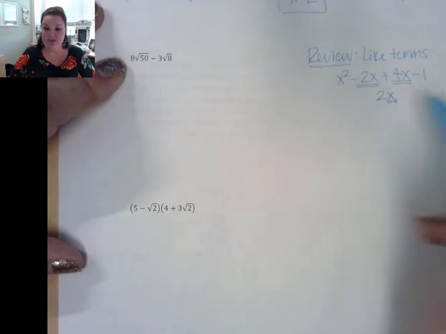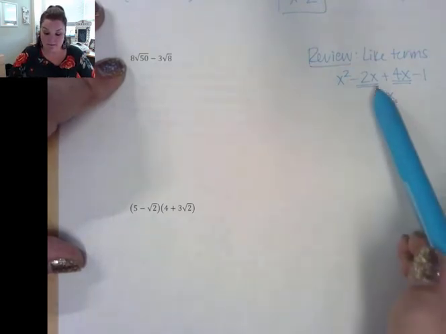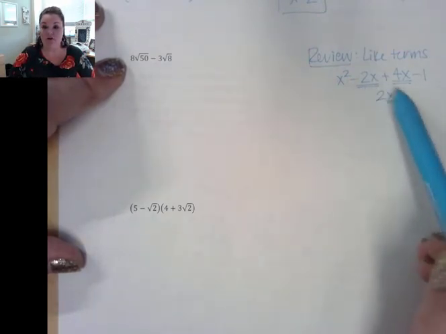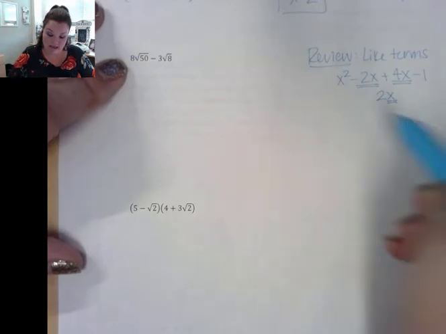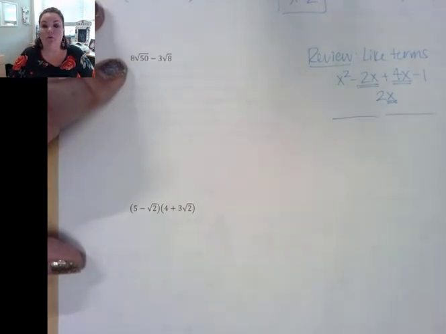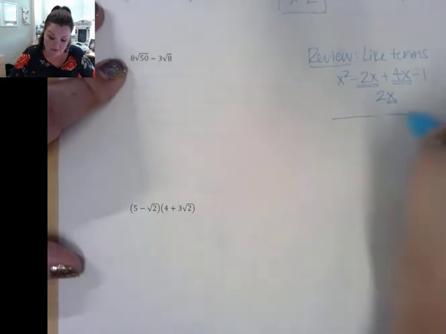Notice the label doesn't change, but I can combine the number parts of the terms that have the same label. Okay, the same thing is true with radical expressions.